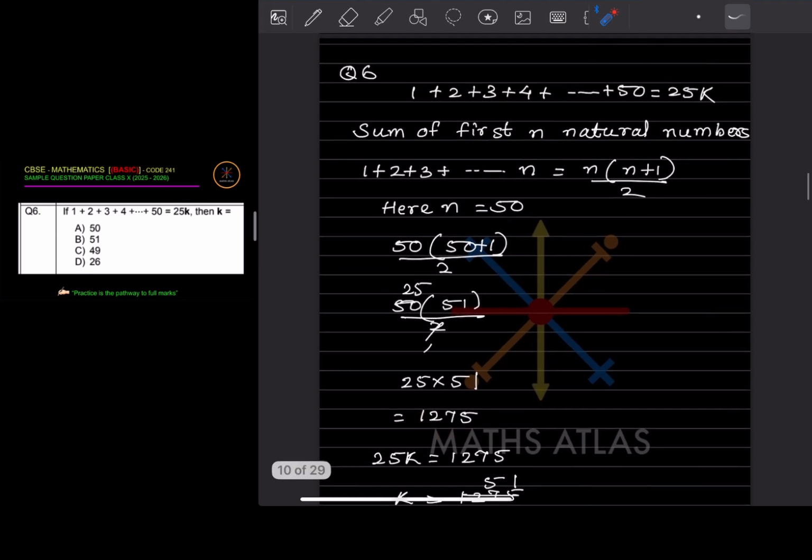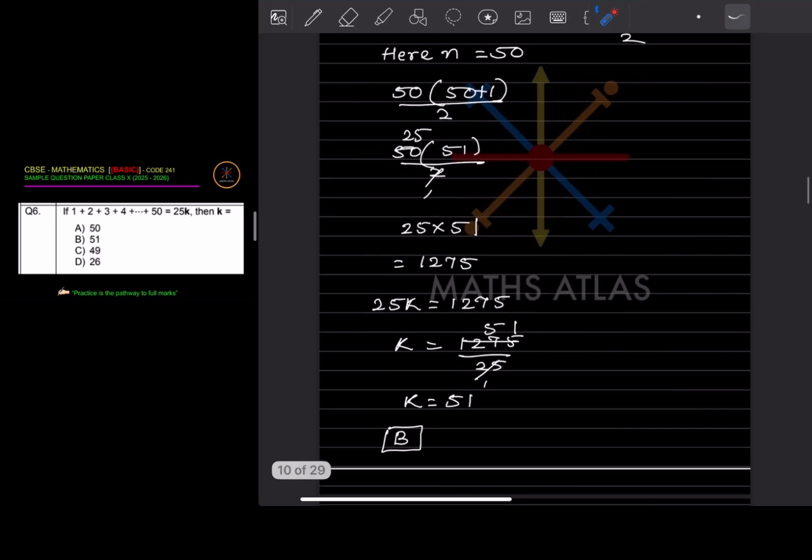Now this is equal to 25k. So this all is going to be 25k. So 25k is 1275. So k will be 1275 divided by 25, because this is multiplication, so that will get divided. So that will be 51. So k is 51. So that is what they have asked. So the option is B.